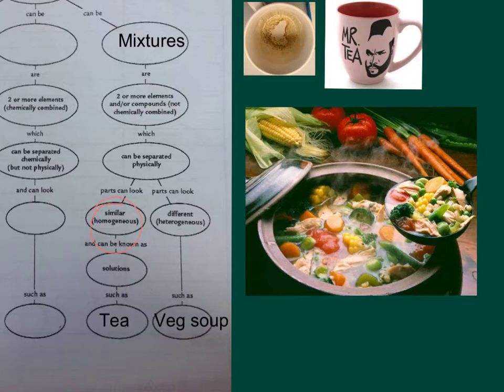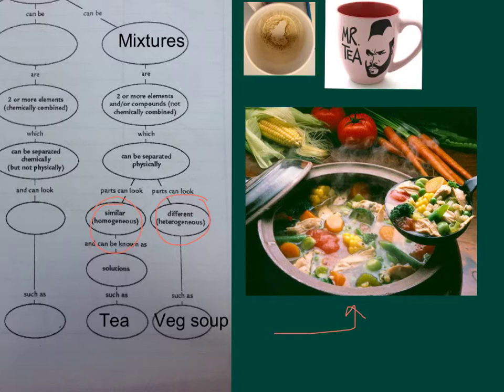A mixture can also have different parts in it which look different, like our delicious vegetable soup over here. You could take out all of the different vegetables and all of the different parts of it, and you could separate them out. They're not combined chemically by chemical bonds. You could just take them out through a physical process. That's why it is a mixture.